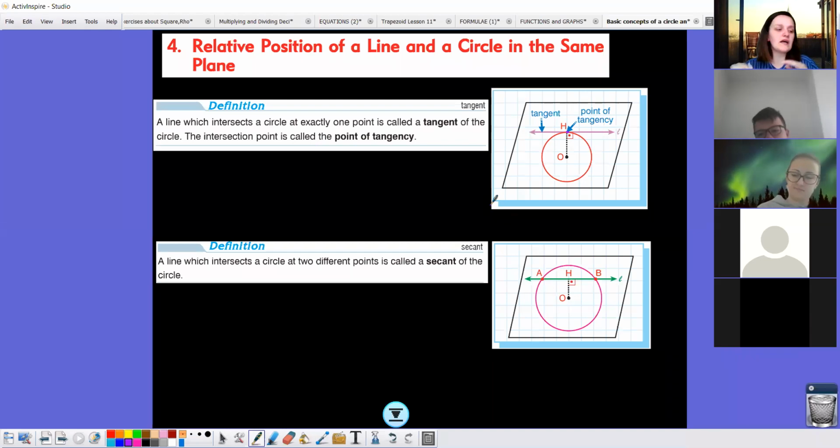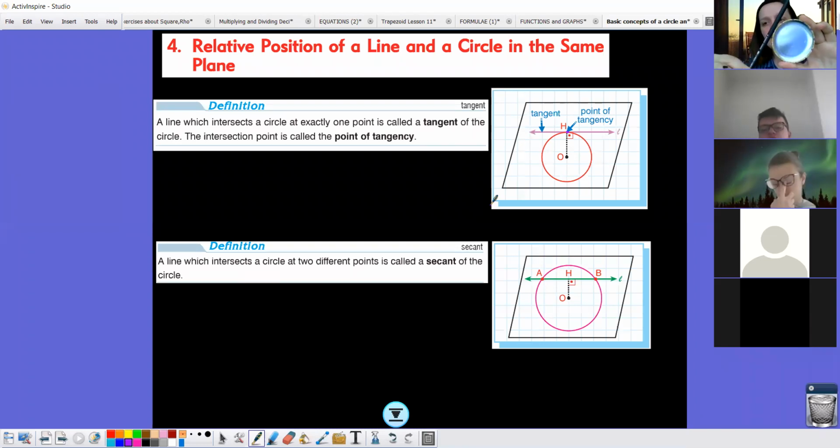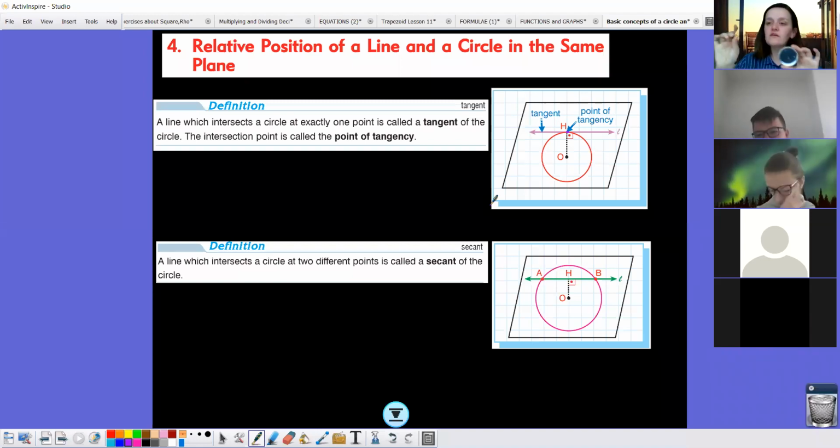So if there is a circle and a line, let me show you here. I have a circle. Can you see this? And I have a line, this one. When they intersect only in one point, this line, the pencil, is called tangent. And that point that intersects the circle is the point of tangency. Okay?